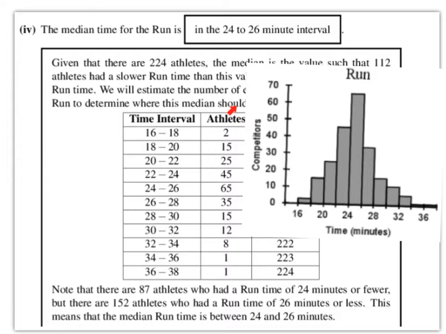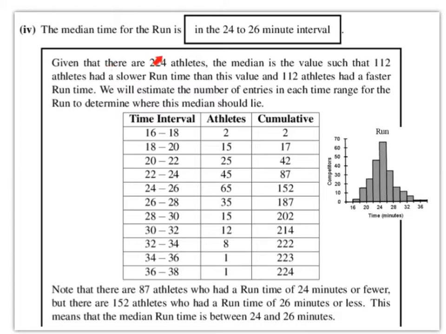Then we need to fill in the number of athletes. So this will be an approximation, but between 16 and 18 there was 2 athletes. So between 16 and 18 it goes up to about 2. Between 18 and 20 it goes up to about 15. Between 20 and 22 it goes up to about 25. Between 22 and 24 goes up to about 45, and so on. So we fill in the number of athletes.